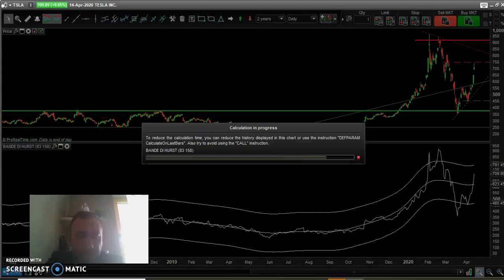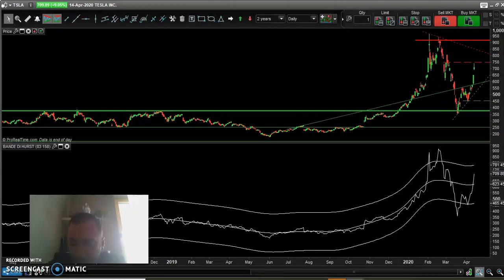Today, at Tesla, today is the 15th of April 2020. Last night, Tesla closed around 710 US dollars. Today in the pre-market we see a bounce up to 750 US dollars. This seems to be a perfect area where we should start triggering our shorts.